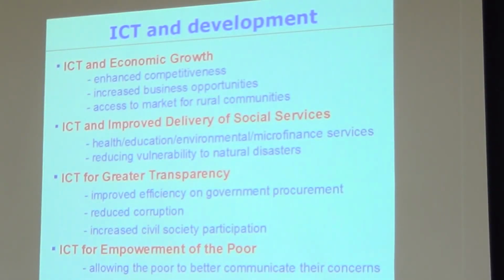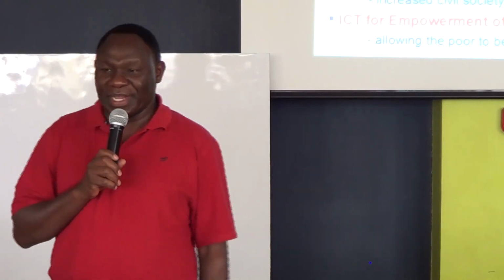So, ICT and economic growth: competitiveness, increased business opportunities, access to market for rural communities. M-Shamba, which came out of here, is actually helping the farmers to interface with the horticultural prices, those who buy, the demand side from the supply side. Even if they don't understand those names, they are able to do it. Improved delivery of social services, health, education, environment. So actually we need this in the rural areas.